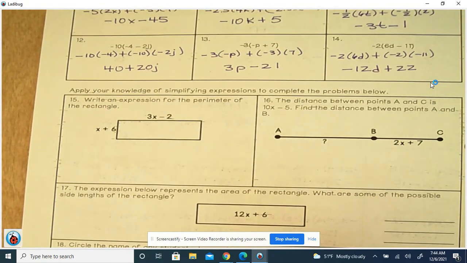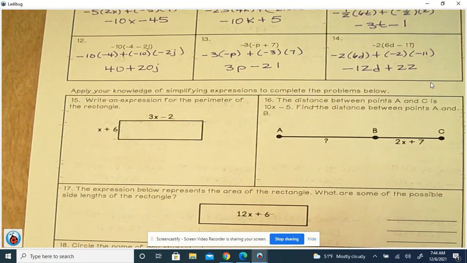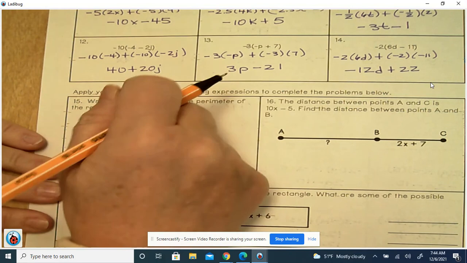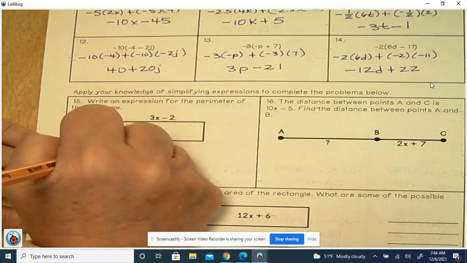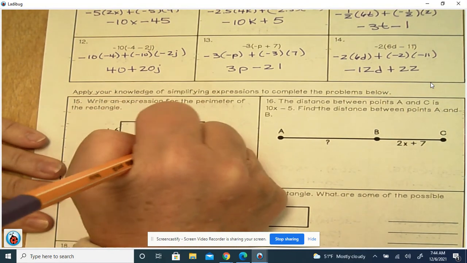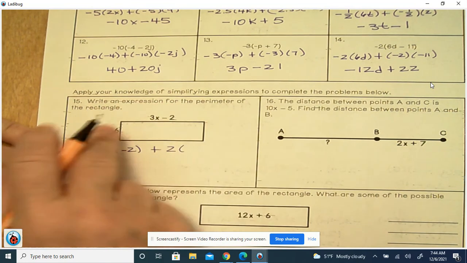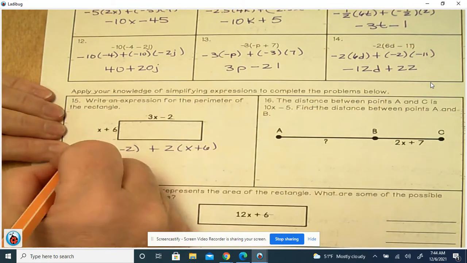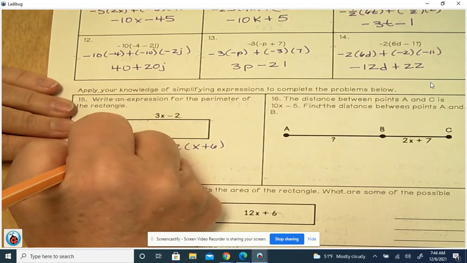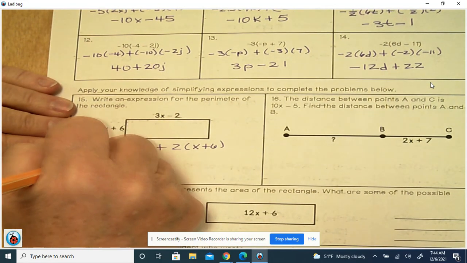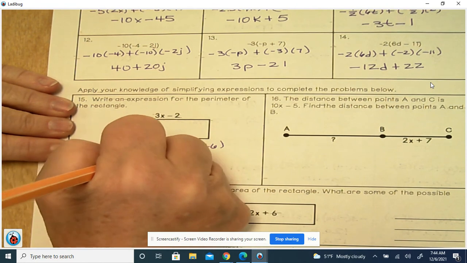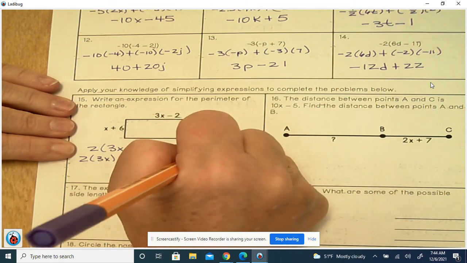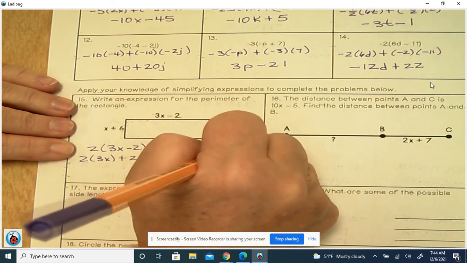Write an expression for the perimeter of the rectangle. You know, the perimeter of a rectangle is all four sides added up. So we could say 2, because there's two sides, of 3x minus 2 plus 2 times the x plus 6. And then distribute it. So 2 times 3x plus 2 times a negative 2 plus 2 times x plus 2 times 6.